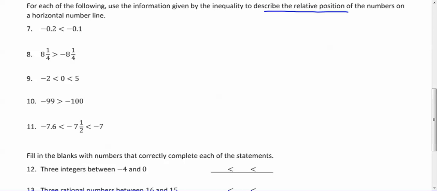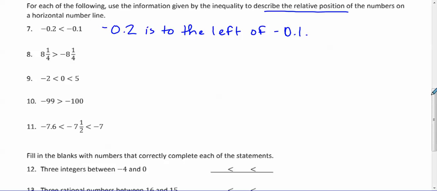So we're going to say negative 2/10 is less than negative 1/10. So where is negative 2/10 in relationship to negative 1/10? Is it to the right or is it to the left? Liliana? Very good, because it's less than, we know it's to the left. So we would write negative 2/10 is to the left of negative 1/10. All right? And they have some other examples there too.